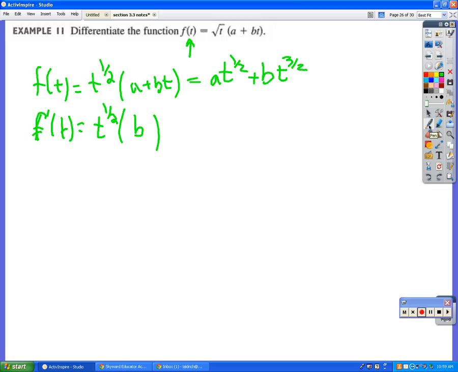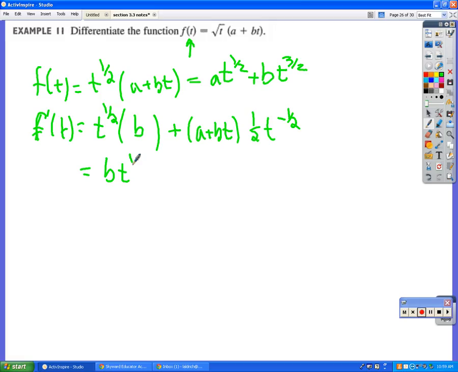All right. So that was the first one times the derivative of the second one, plus the second one, which is a plus bt, times the derivative of the first, which is 1/2 t to the negative 1/2. Okay? You could kind of leave it like that, but we are going to simplify it a little bit, because we want to compare to the answer that we get when we do it the easy way, and then hopefully you'll all understand that Gabby is right.